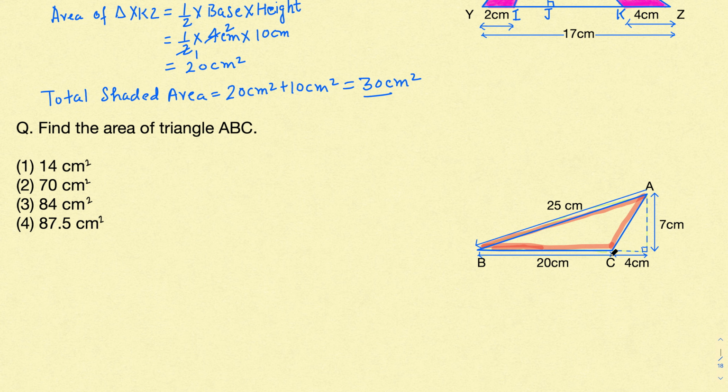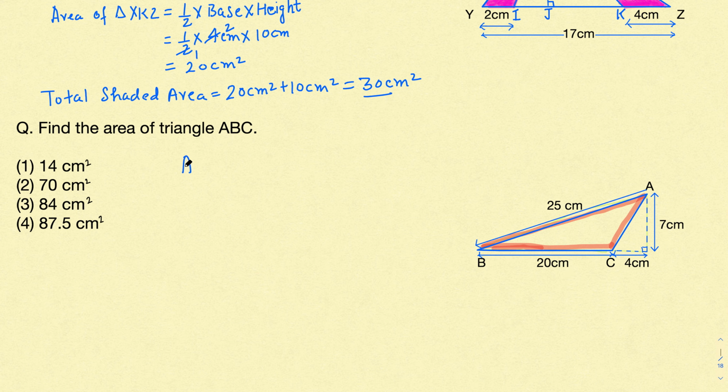And what's the height? The height, as we know, is the perpendicular distance from the third vertex on the base. Sometimes it can't be on the base, so we have to extend the base. In this case, see, the base BC is extended till here, and this is the perpendicular. So for this triangle, this 7 cm is the height, and the base is BC, which is 20 cm.